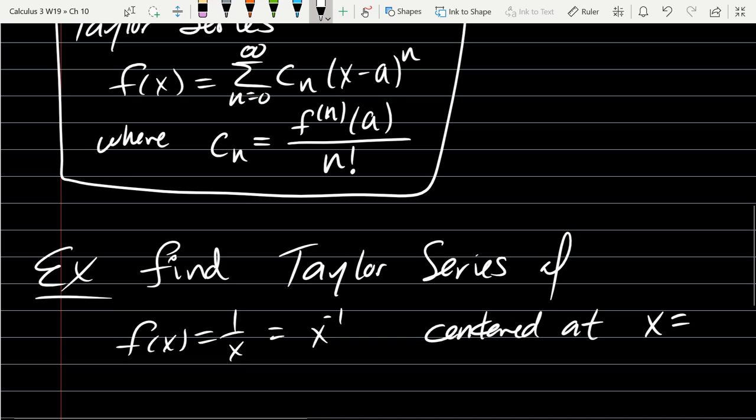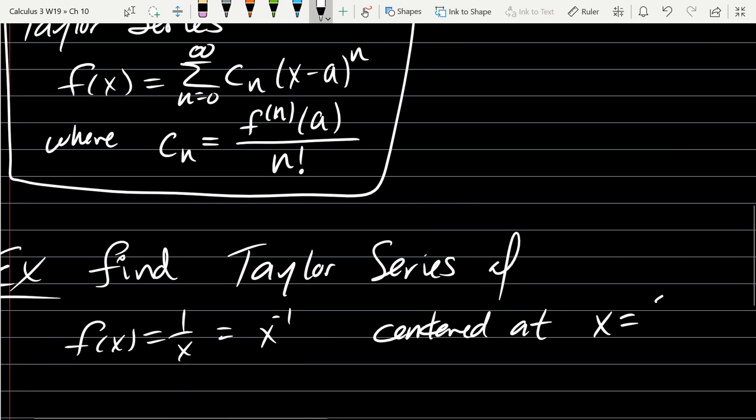Your function's already undefined. So I could either use positive or negative numbers. Let's keep it positive. One's a little boring. I'm going to go with two. So two is a little further away from zero. So we'll center at x equals 2.